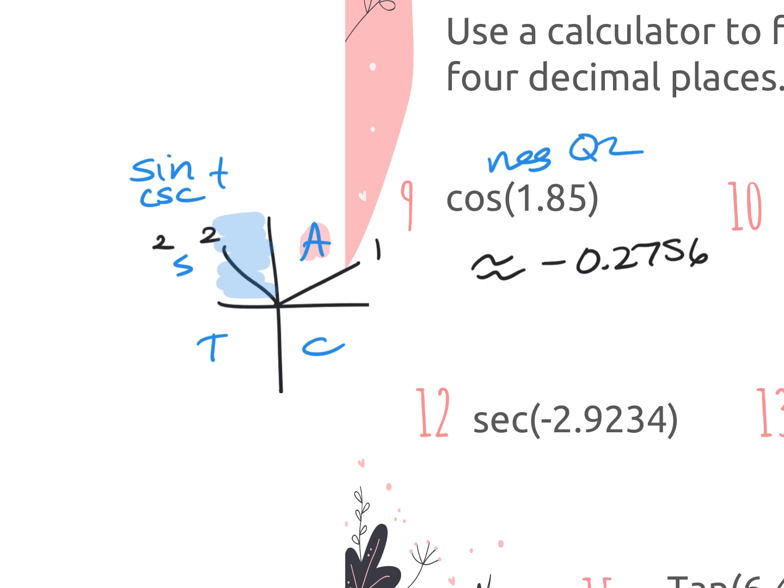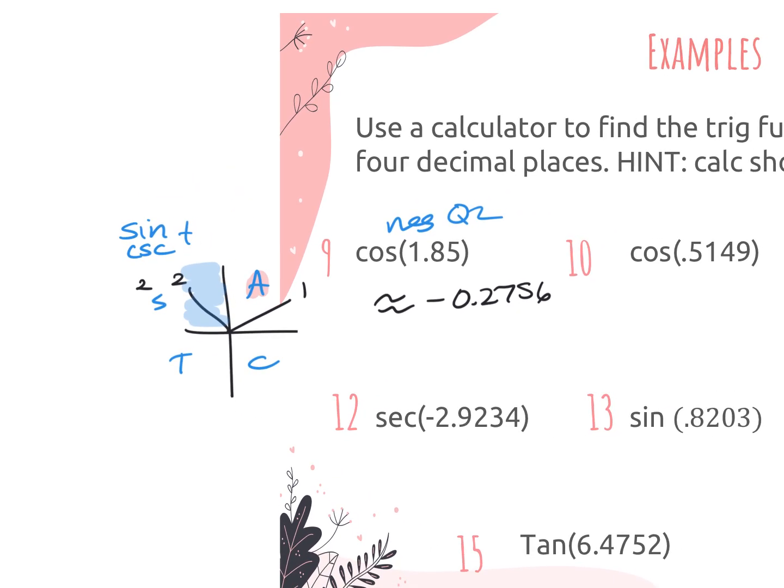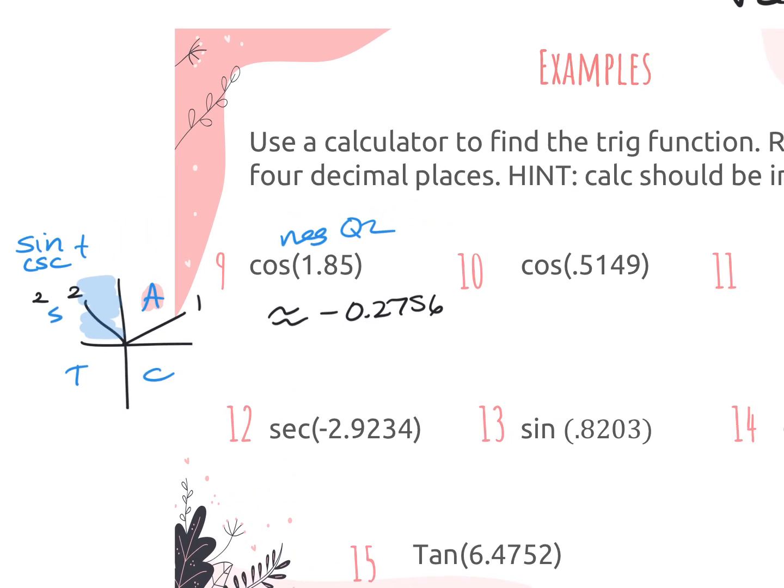Then when we do the next one, cosine of 0.5149, this is like half a radian. So this is located in quadrant 1, and everything is positive in quadrant 1. So when you do this one on your calculator, you should be getting 0.8703. Now tonight when you're doing the PDF of this, you're rounding to 4 places. It doesn't have it in the instructions, but round to 4 places.